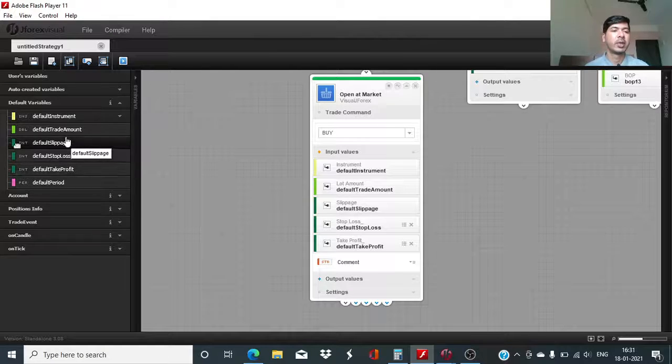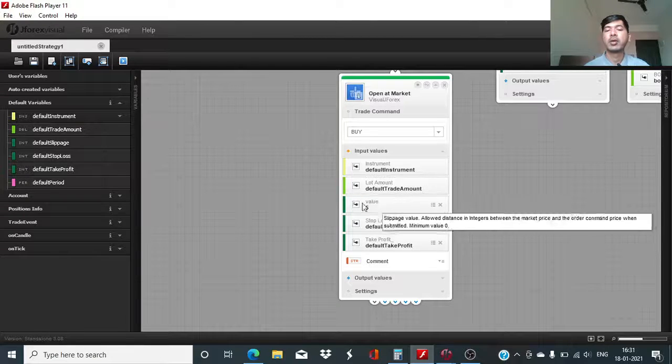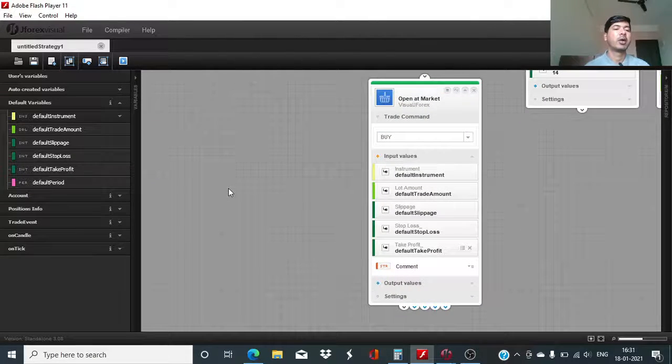So here you can see default slippage. Slippage is the difference between the order price and the execution price. Sometimes whenever the volatility is a tad too high, we see slippage occurring between the order price and the execution price, and we can allow a certain amount of slippage to be bearable, but if it increases beyond that, we can go for the order cancellation. So we can take this default slippage and define it, and that will be there for us to use whenever we are developing the algorithm.